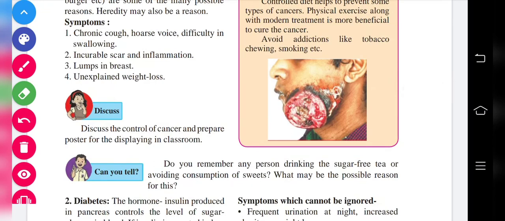Discuss the control of cancer and prepare a poster to display in the classroom. You can do that. Okay.